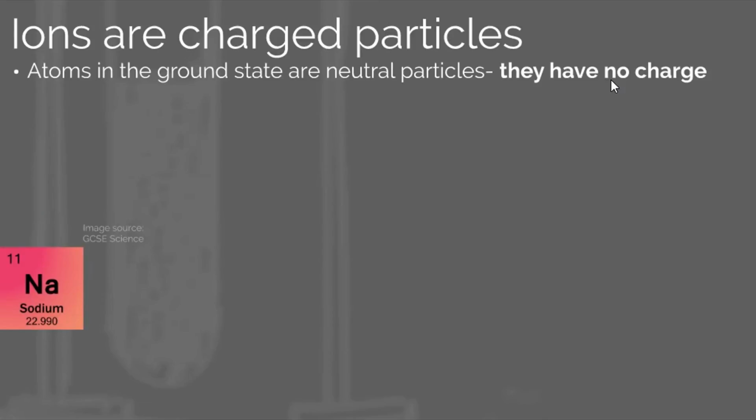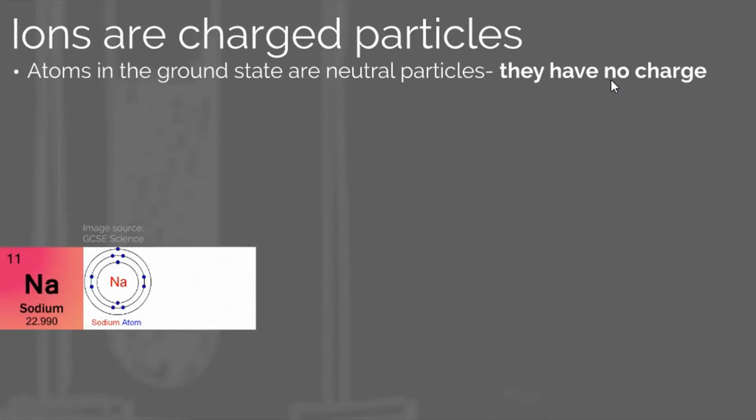So let's take a quick look at this. If we're looking at sodium and we have this diagram of sodium on here, we know that its atomic number is 11. So in the ground state, it will have 11 protons and 11 electrons. Again, protons are positive, electrons are negative. So if we have plus 11 minus 11, overall we get 0. This is what we mean when we say that ground state atoms are neutral in charge.